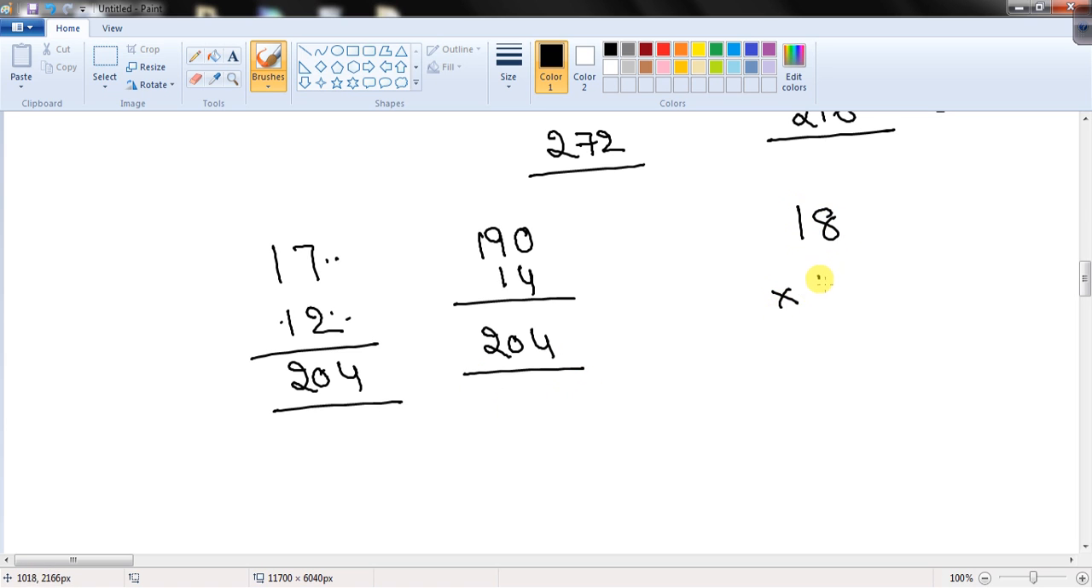Next, 18 into 15. 18 plus 5 is 23. 230. 8 into 5 is 40. 230 plus 40 is 270. So simple.